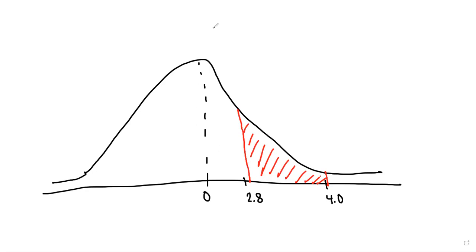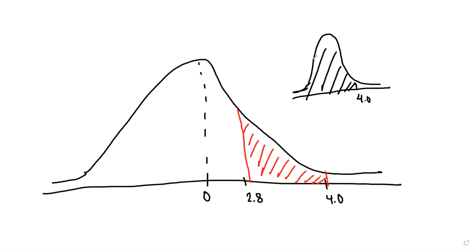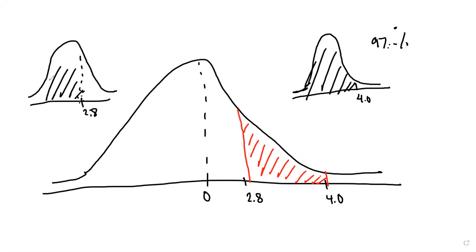This is how we need to do it. First of all, we will do the 4.0 first. This is 4.0, and we are going to compute this area. That's what we got, 97 point something percent. Then I need to compute the area below 2.8. This is the error I made. I put above 2.8. So this is 2.8, and I need to compute this one here.